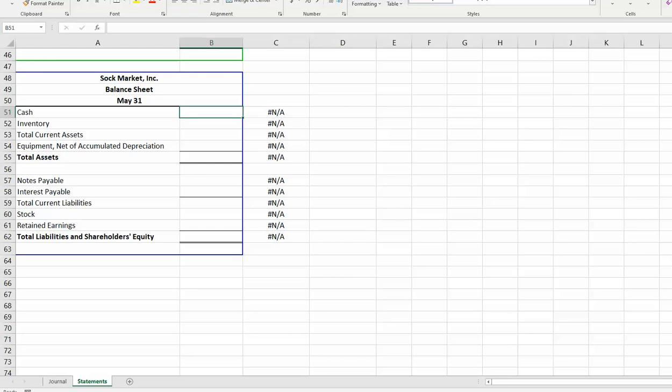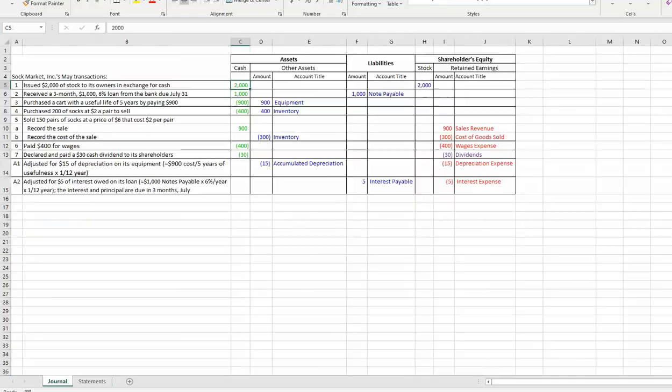In this video, I'm going to complete the balance sheet for the stock market company that is in its first month of business. In previous videos, I showed you how to record the transactions in this journal here. In every transaction the company gets something and gives something of equal value, and each transaction balances.